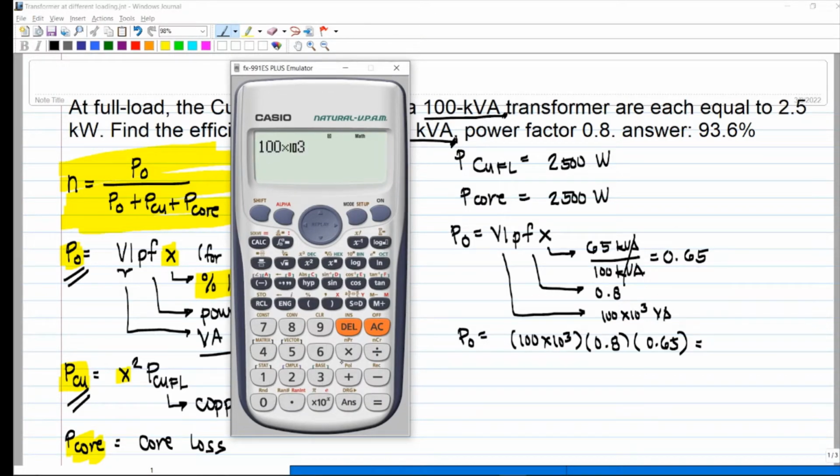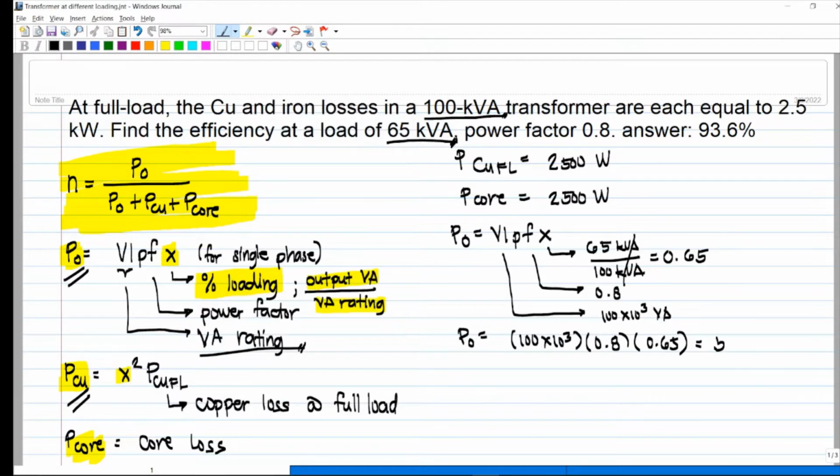100K times 0.8 times 0.65. That is 52,000. This is now 52,000 watts. Next, para sa P copper.